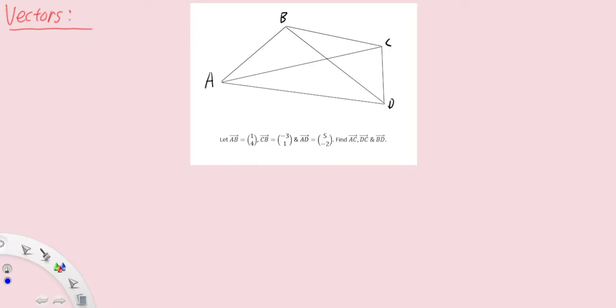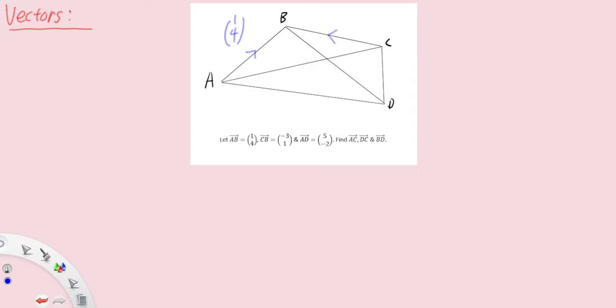Hey everyone, moving on to the first example of our vectors, which is basically exploring the basic properties. We have this figure ABCD, and we have the following three vectors. Vector AB is (1, 4). What I like to do is write down the vectors on the figure. Make sure the arrow is in the right direction, so going from A to B, the arrow should be pointing towards B. So vector AB is (1, 4).